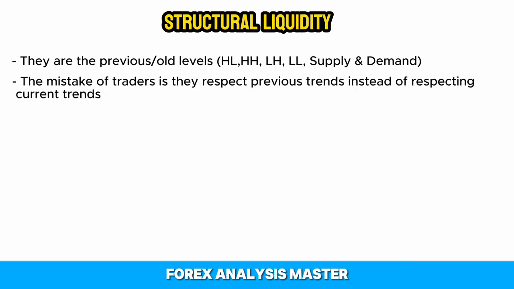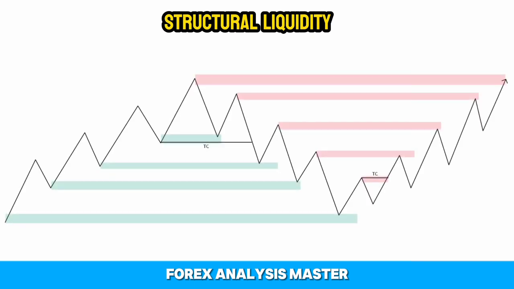The problem traders find themselves in is they do not respect the current trend and trade based on the past trend. Let's take a look and explain that. So the trader sees an uptrend, the market going up, and he marks his demand zones, waits or sets alerts, and buys when price hits the demand zone.